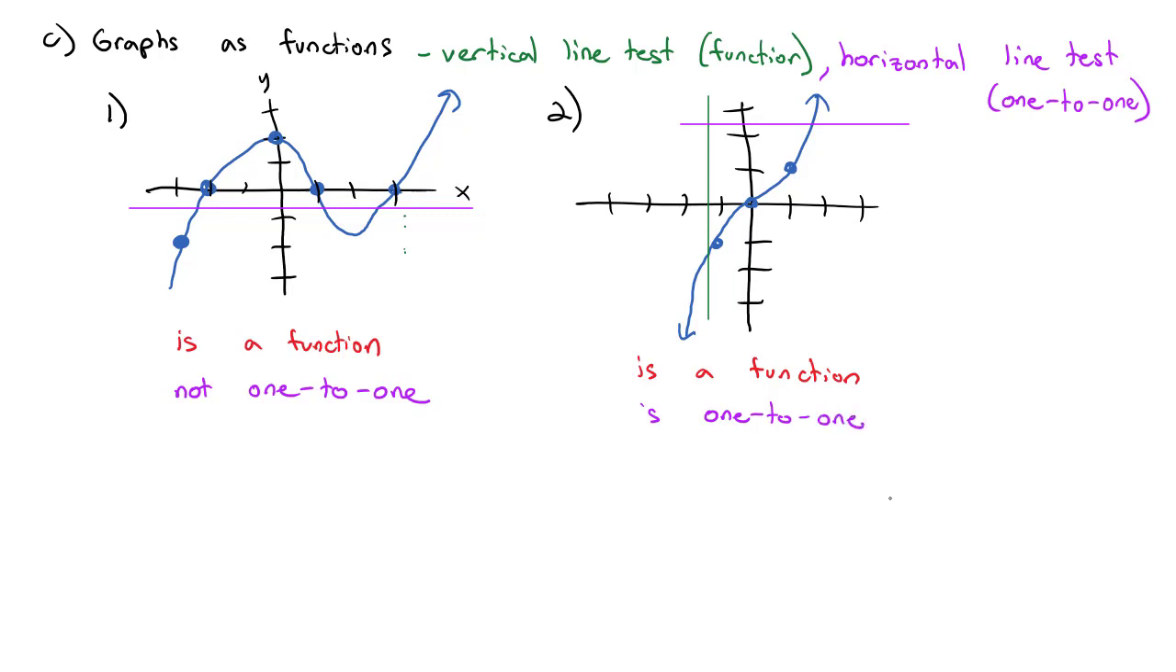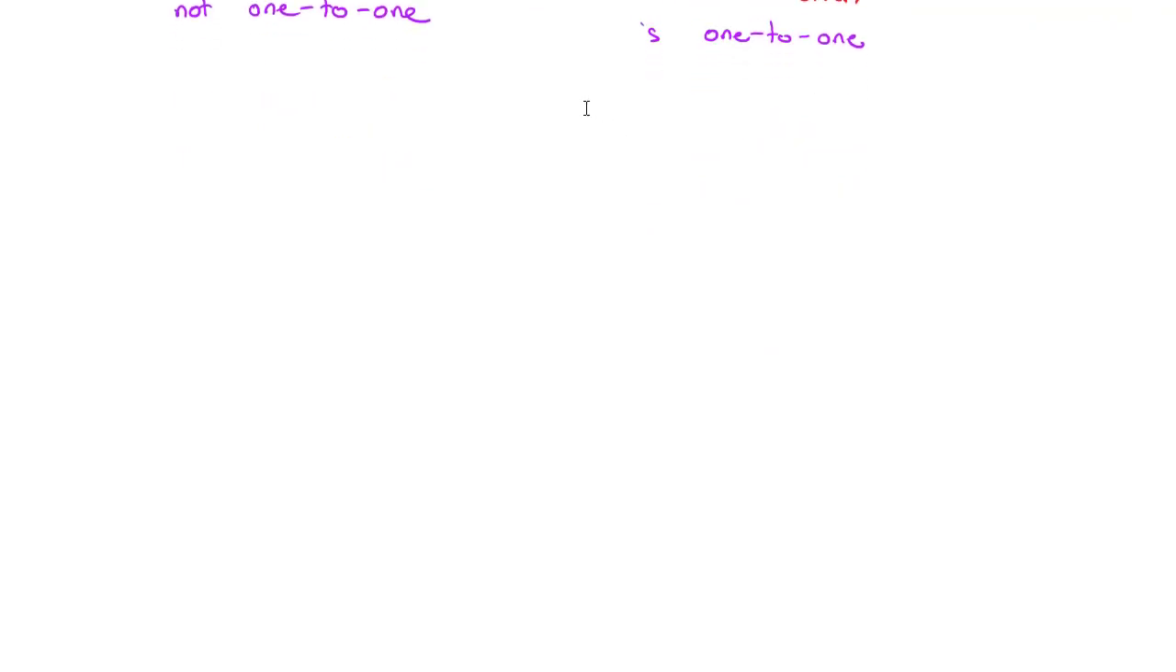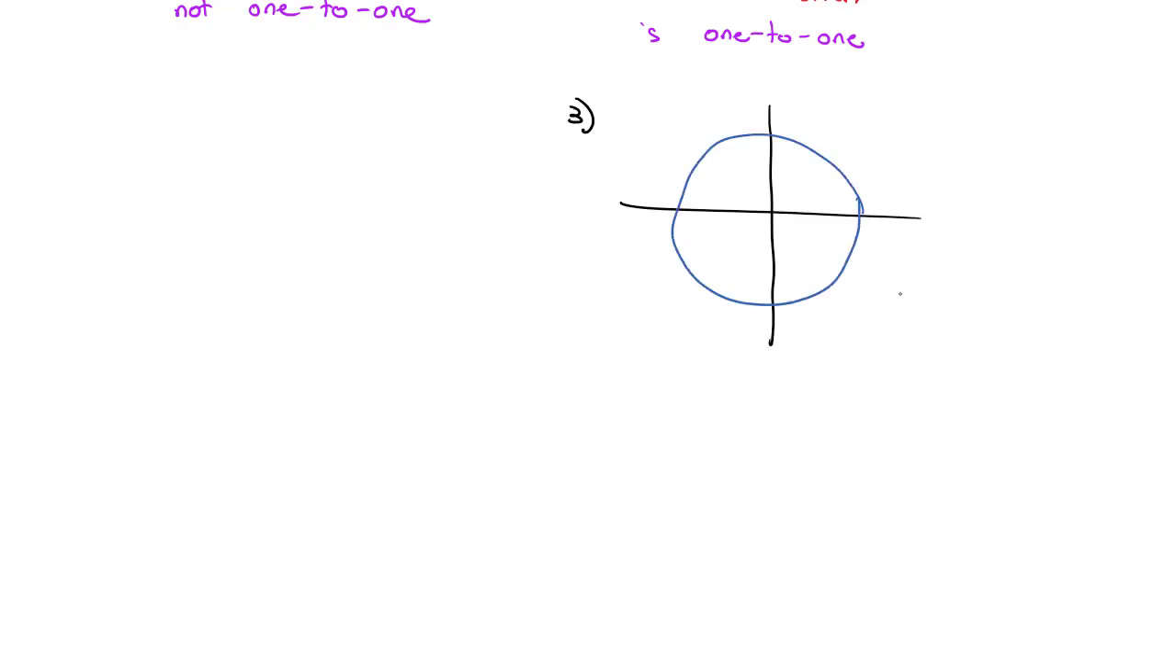Let's look at a third graph. Let's take a look at this graph, which is going to be a circle. Now with this circle, if I were to draw a vertical line through the graph, notice the vertical line crosses the graph in 2 different points, up at the top and down at the bottom. When it crosses the graph at 2 different points, we say it is not a function. Not a function, because it crosses the graph twice, that's not allowed.